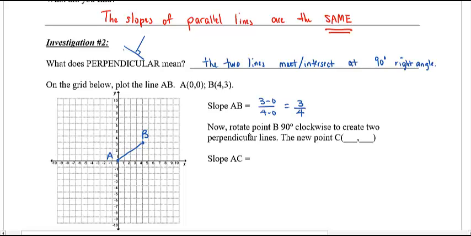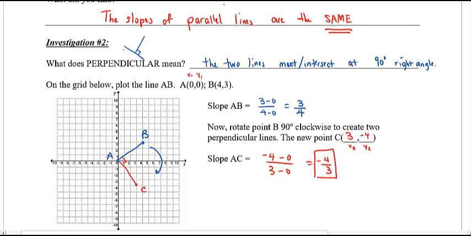Now rotate the point B 90 degrees clockwise. Okay, so if I rotate it clockwise is going this way, you'll see that, oops, that's not clockwise, sorry, clockwise is this way. You'll see that you get the actual point 3, negative 4. Okay, that will create the new point C. And if I were to connect this together, yes, you get the right angle. And if I ask you to find the slope of AC, this would be negative 4 minus 0, and then 3 minus 0, so that's negative 4 over 3.